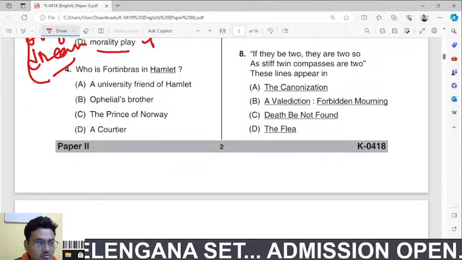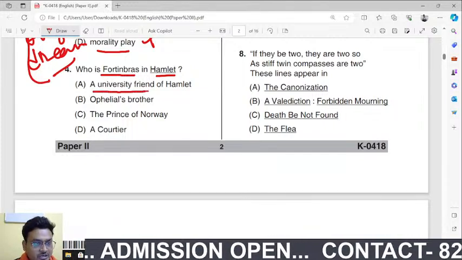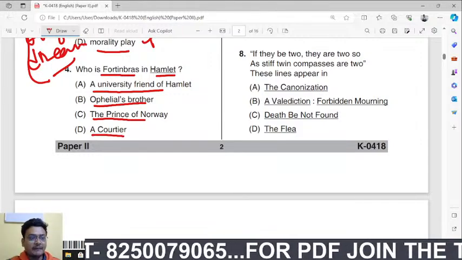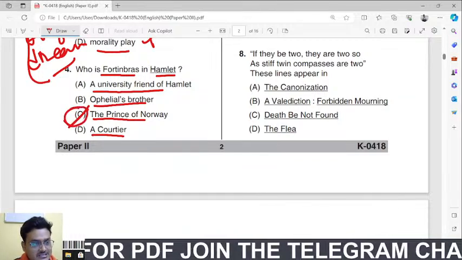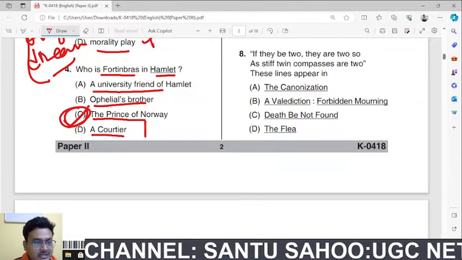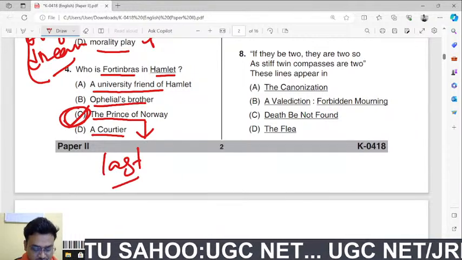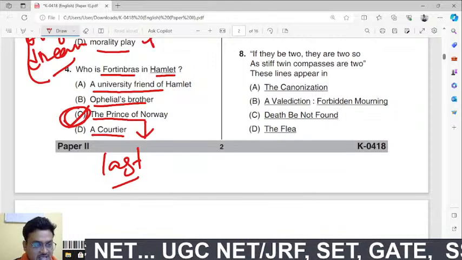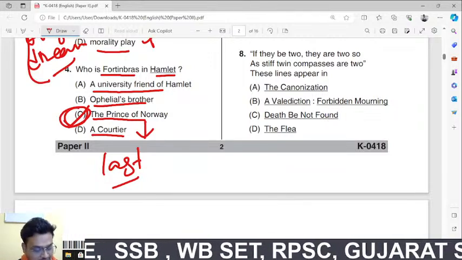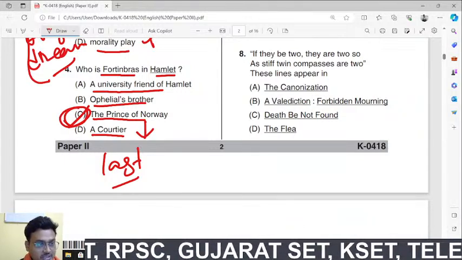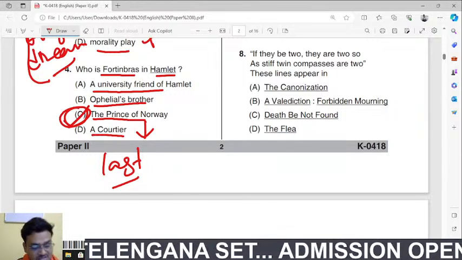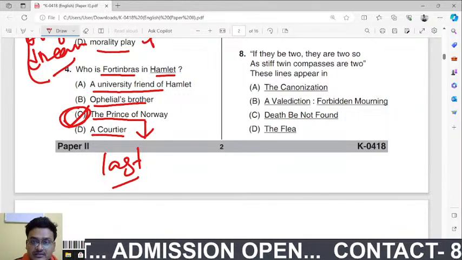Okay, who is Fortinbras in Hamlet the tragedy? A university friend of Hamlet, Ophelia's brother, the prince of Norway, or a courtier? Fortinbras in Hamlet is the prince of Norway. So C is the right answer. He represents a foil. He is a minor fictional character, and he also delivers the last lines. The last speech is delivered by Fortinbras. He is a foil to Prince Hamlet as well, because he wishes to attack Denmark to avenge his father's honor. So the Prince of Norway is Fortinbras, a minor fictional character in the tragedy Hamlet, who is the foil of Hamlet. So C is the right answer.